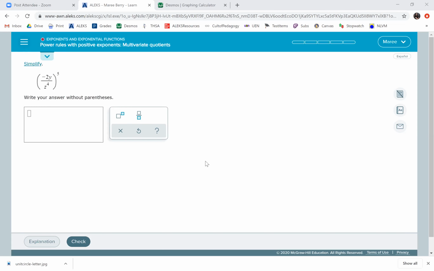This is really a lot like the example they gave us. So we're going to do -2y to the 5th power divided by z to the 4th, all to the 5th. In the denominator, we're going to multiply the 4 and the 5 to get z to the 20th. In the numerator, we're going to do -2 to the 5th and then times y to the 5th. -2 to the 5th power is a negative number because 5 is odd. So we're going to have negative, and we have 2 times 2 is 4, times 2 is 8, times 2 is 16, times 2 is 32. So -32 y to the 5th divided by z to the 20th. And that should be our answer.